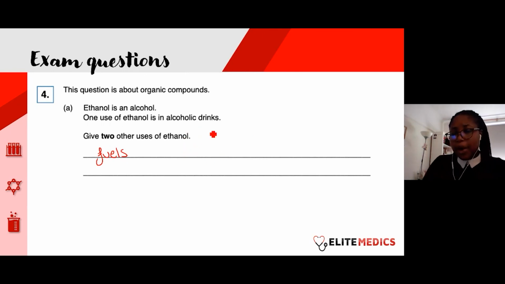Another property of alcohols we spoke about is that they're all good solvents, so things dissolve in them easily. So they can be used as solvents for things like medications, or cosmetics, so things like perfumes and deodorant. So things can dissolve into ethanol.